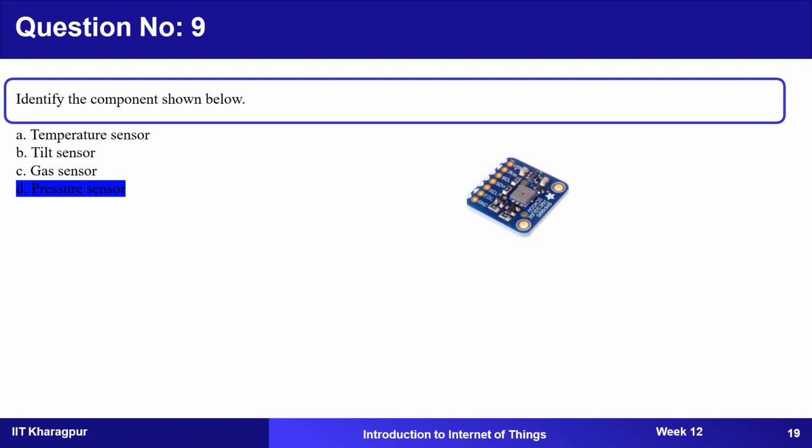So the correct option for this is pressure sensor. Basically, in order to detect the pressure, at this point you have to place something, and this is the sensitive area. So this will detect the pressure.